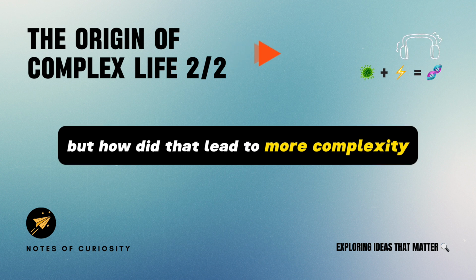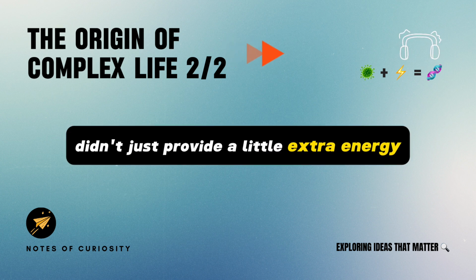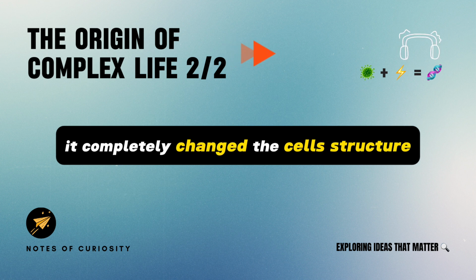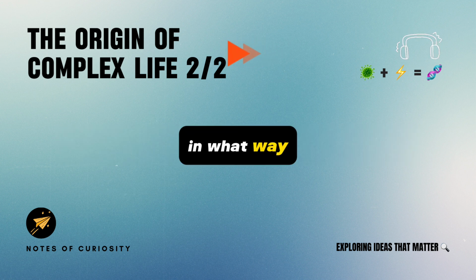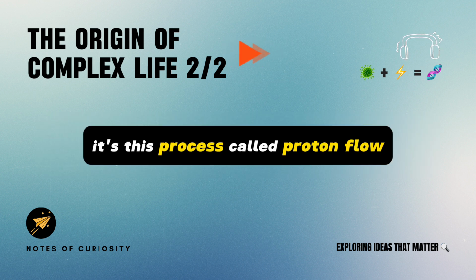But how did that lead to more complexity? That's the cool part. See, the bacterium, the future mitochondria, didn't just provide a little extra energy, it completely changed the cell's structure. In what way? Okay, to understand this, we need to talk about how cells power themselves. It's this process called proton flow. Proton flow.